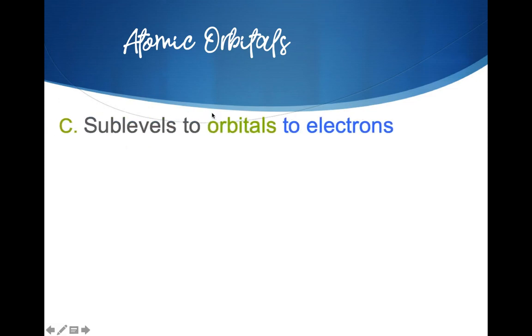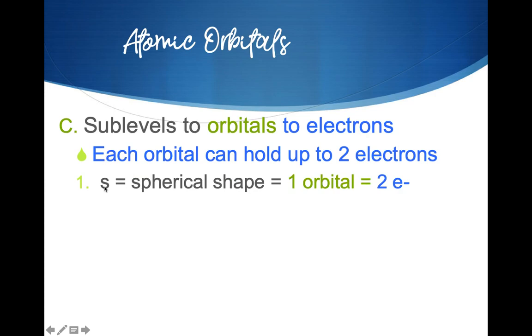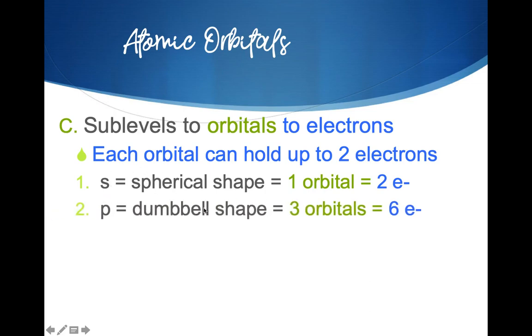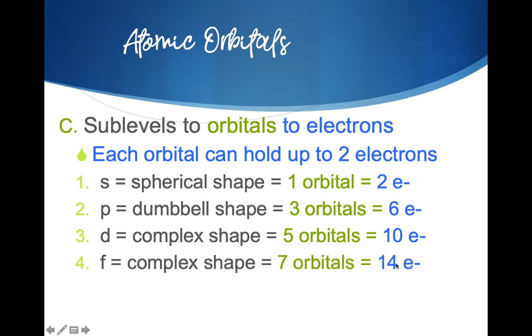It turns out that two electrons can fit into one orbital. So if I'm trying to actually find the electrons, there could be 2 in any orbital. For example, the S sublevel, which is spheres, is 1 orbital, but that's really 2 electrons. The P, which is that dumbbell shape, has 3 orbitals, meaning that the P sublevel could hold 6 electrons total. D can hold 10 electrons total. F can hold 14 electrons total.